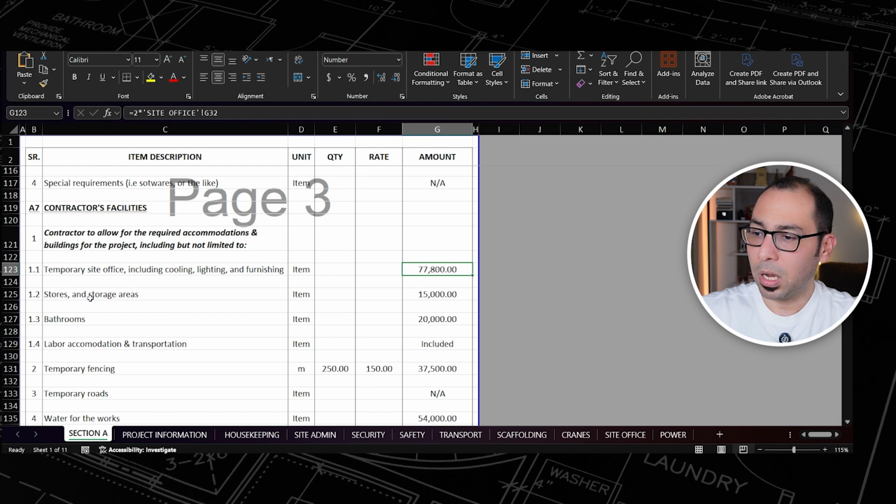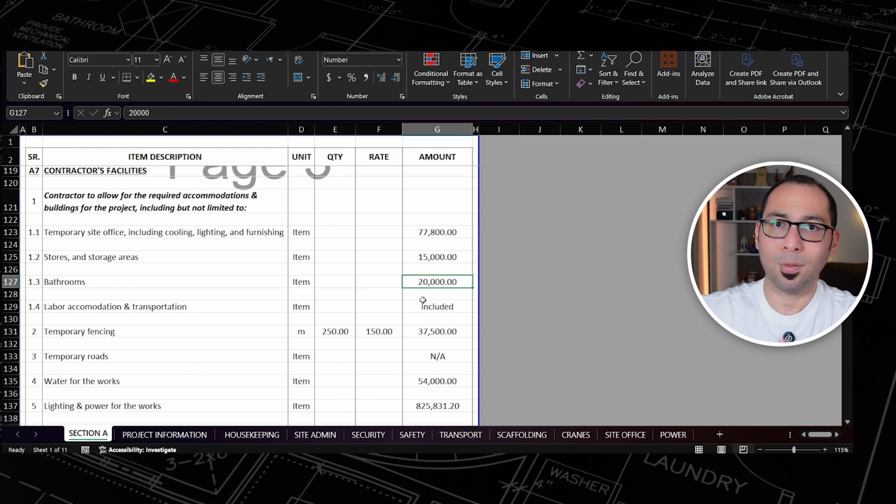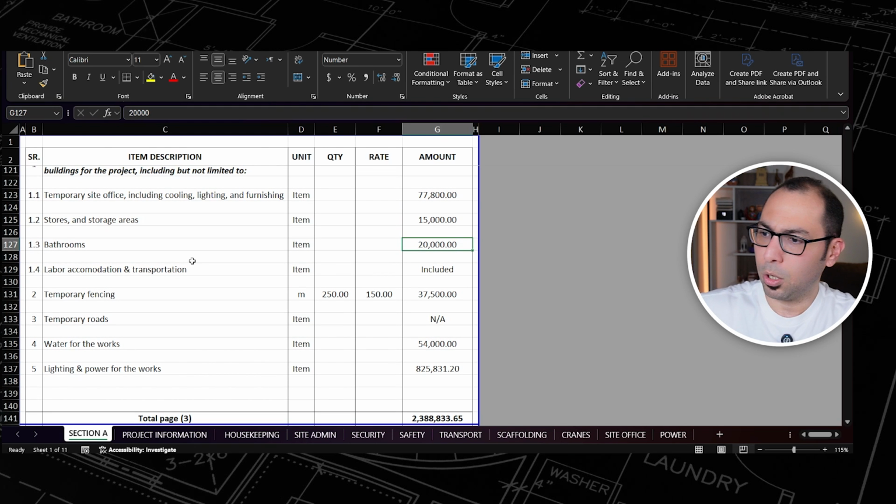Then for storage and the storage areas, I am just putting 15,000 here lump sum. And for the bathrooms, there are some porta cabins that are not divided into rooms. They are just divided into bathrooms. And you will need to see how much this porta cabin is, and you might need a water tank and a septic tank. So again, the submission, and you do some depreciation and all. I'm just putting here 20,000 for the purpose of illustration only.